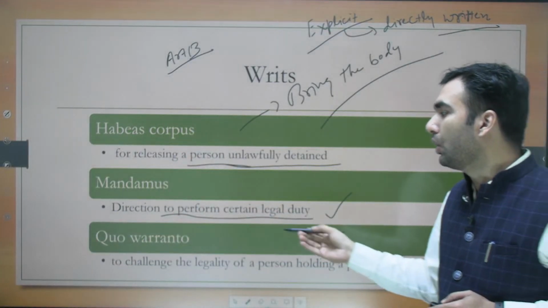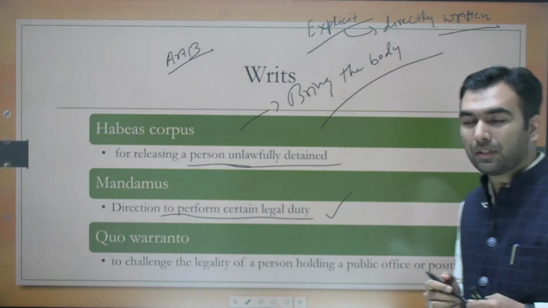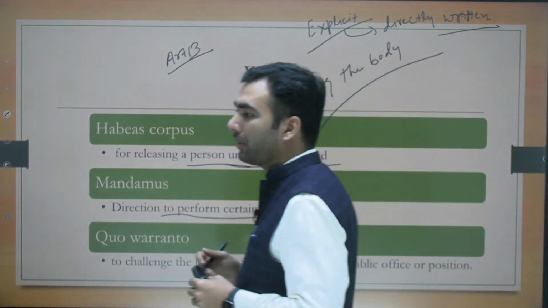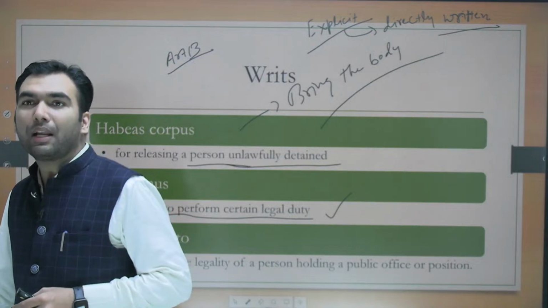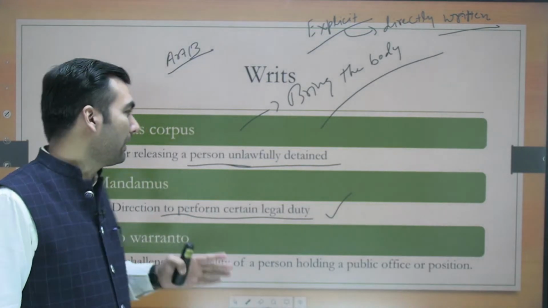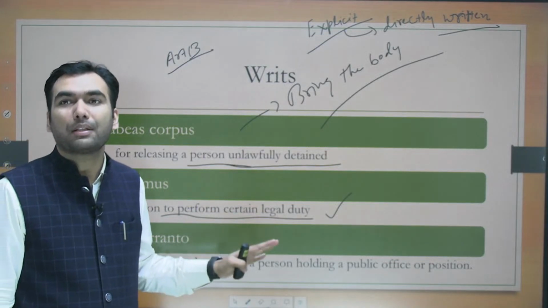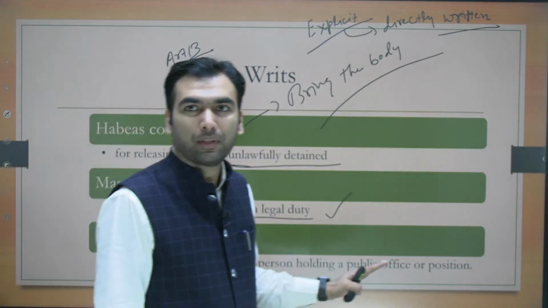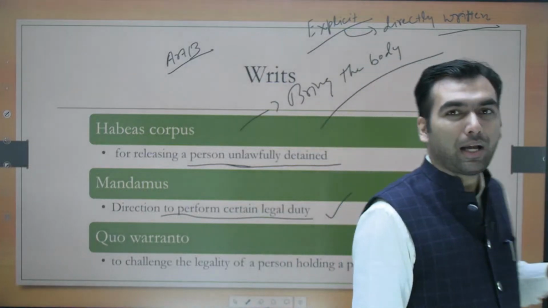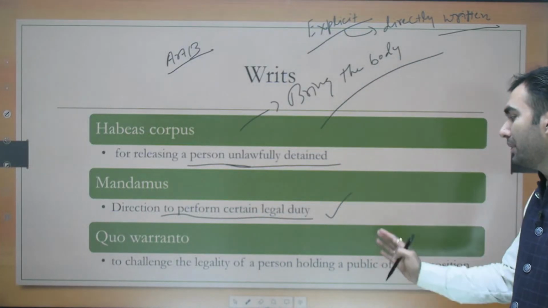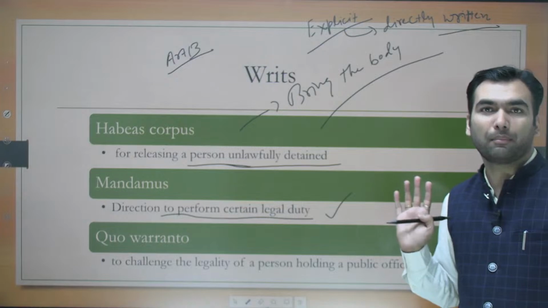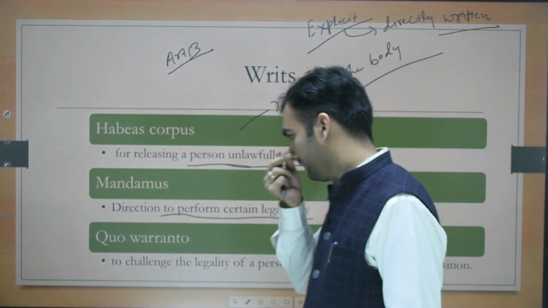Next is quo warranto. So the chances are less that a simple, direct question will come. But if a direct question comes, you have to give the meaning of these writs as well as you must write the example. So with respect to every writ, I am giving you an example. You must write the example also in the exam. Then only your answer is complete.